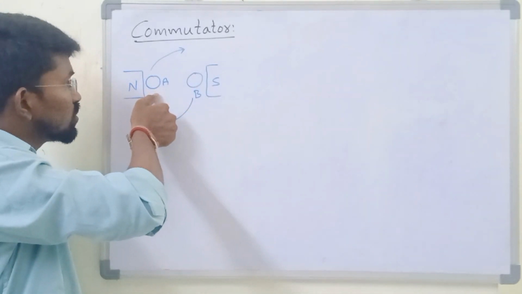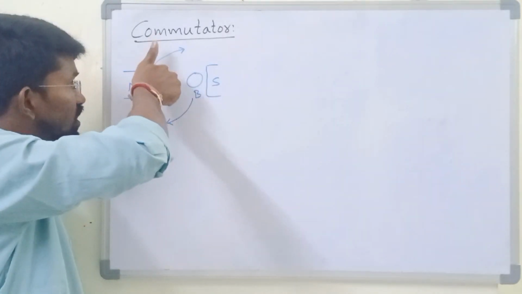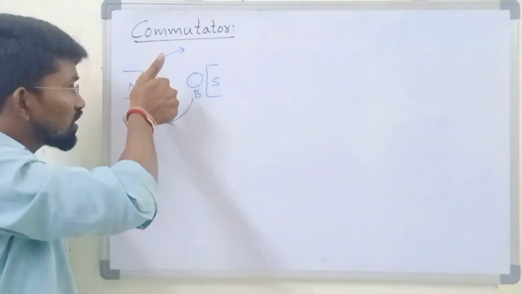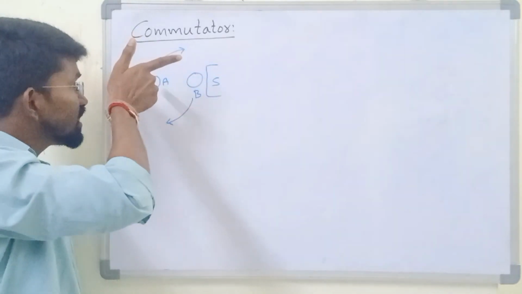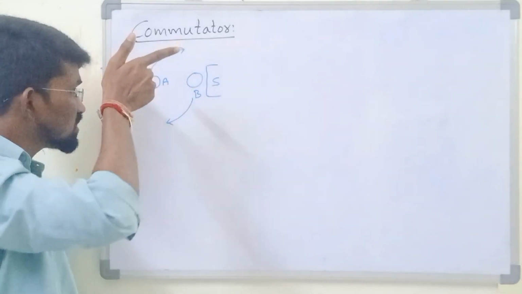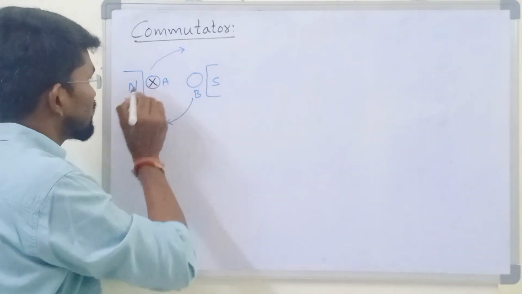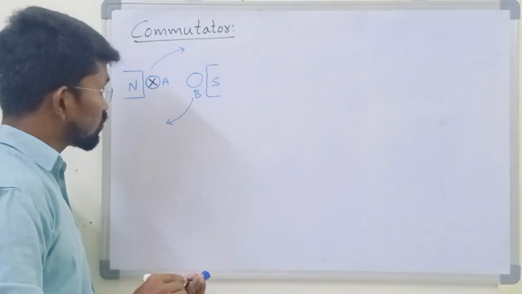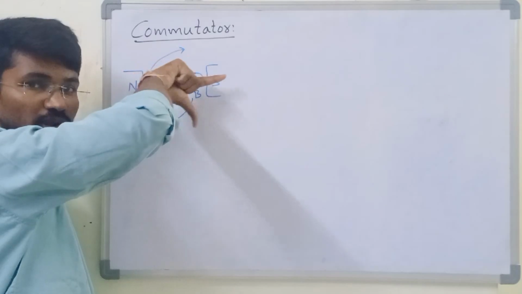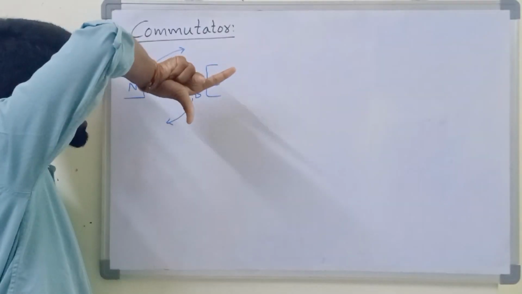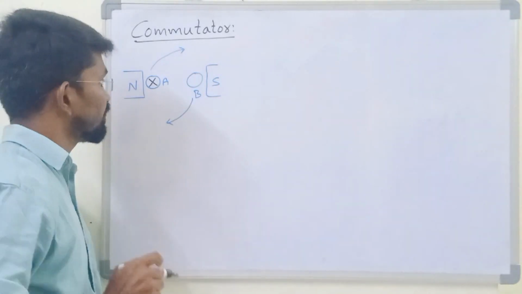Coming to conductor A, the conductor is moving upwards. My thumb is showing that conductor movement, the magnetic field is from north pole to south pole, and my central finger indicates the direction of induced EMF, that is into the plane, which is cross polarity here. Now coming to the south pole, the conductor is moving downwards and the magnetic field is from north pole to south pole, and my central finger shows the direction of the induced EMF, that is out of the plane.